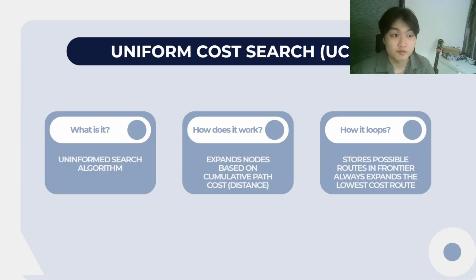UCS is an uninformed search algorithm, meaning it does not use heuristic information. Instead, UCS expands nodes according to their cumulative path cost from the starting point. In simple terms, the algorithm always chooses the partial route with the lowest total distance traveled so far before exploring other routes. In our implementation, the frontier stores possible routes, and before each expansion, the frontier is sorted by total cost so that the lowest cost route is expanded first.